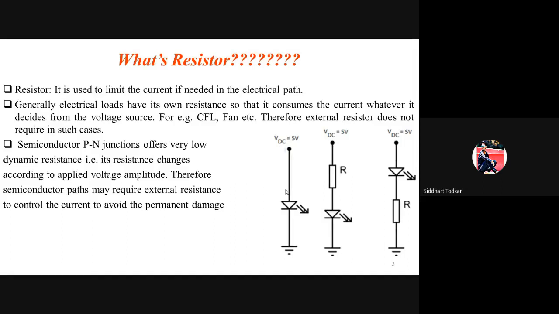Okay, so it is a component which is used to limit the current if needed in the electrical path. Like this, I have written. So the question is, is it correct or wrong? Sir, it is correct. Then why did I mention the words "if needed"?